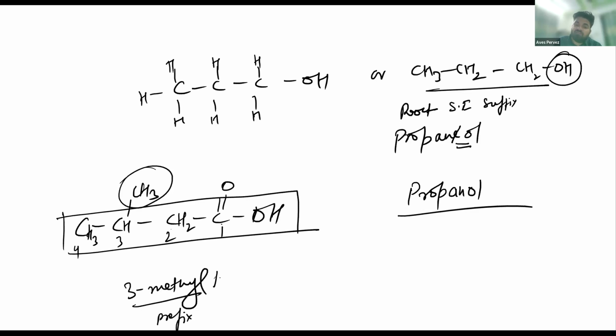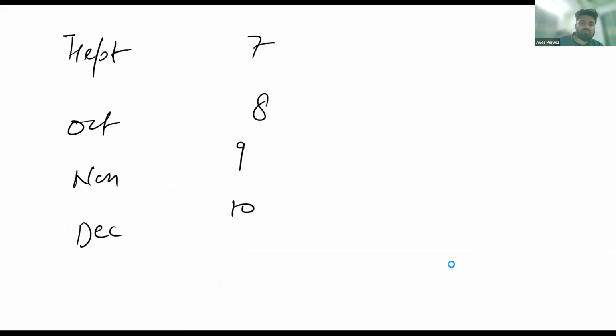After prefix we have root. Root for 4 carbon is but. So write but. Then we have carbon carbon single bond, everywhere carbon carbon single bond. Carbon oxygen is not what I'm talking about. There is no double bond anywhere between carbons, so we will use ane. Because we are just going to have a suffix, this is carboxylic acid, and for carboxylic acid we have oic acid as a suffix. So we'll write oic acid. 3-methylbutanoic acid. Got it? Yes, sir.